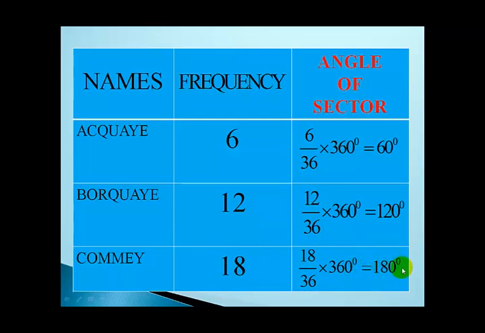That means that the angle of sector for Akwi is 60 degrees. The angle of sector for Bokwi is 120 degrees. And the angle of sector for Kome is 180 degrees. So we have the angle of sectors for Akwi, Bokwi, and Kome. Now let's continue.